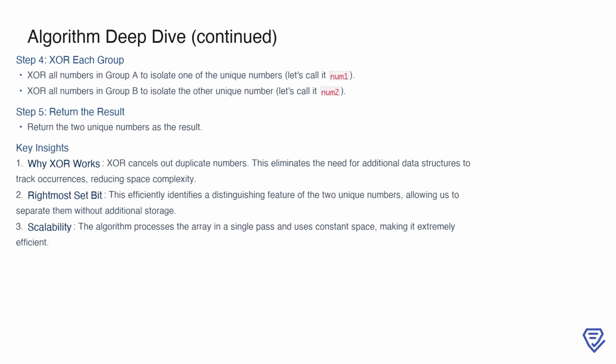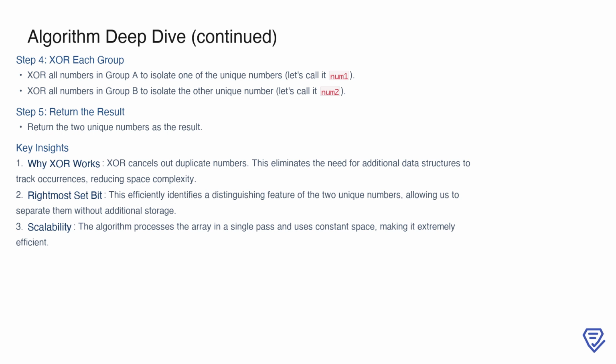Once we have the rightmost set bit, we use it as a mask to partition the array into two groups. Group A contains numbers where the identified bit is 1, and Group B contains numbers where the bit is 0. This guarantees that the two unique numbers, number 1 and number 2, are separated into different groups, while all other duplicate numbers remain within the same group.